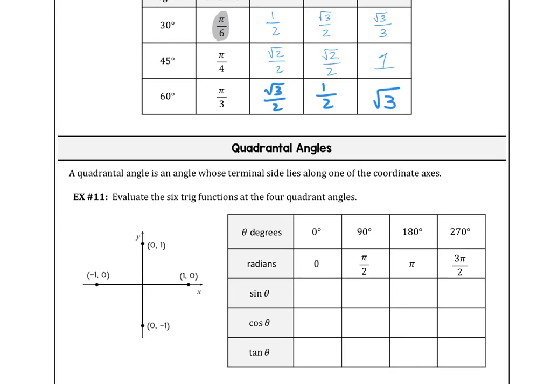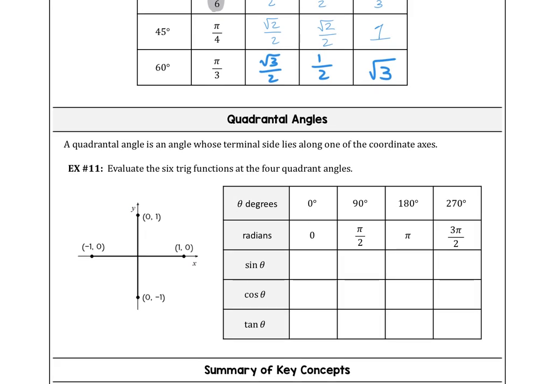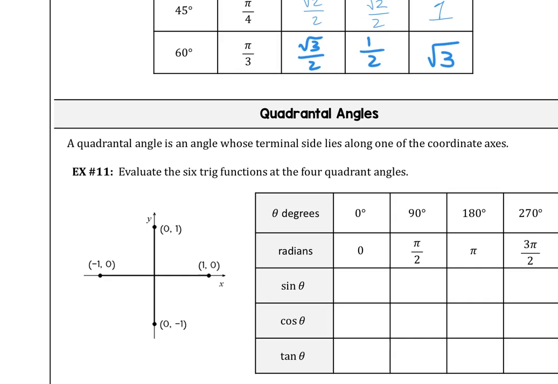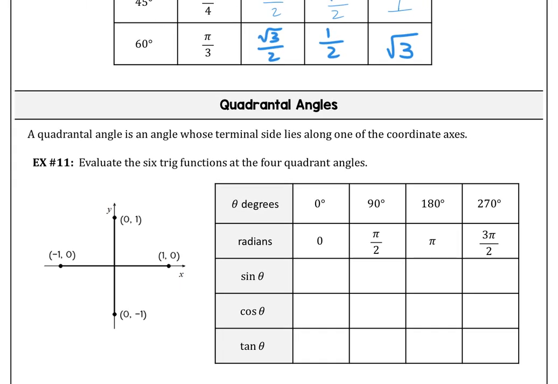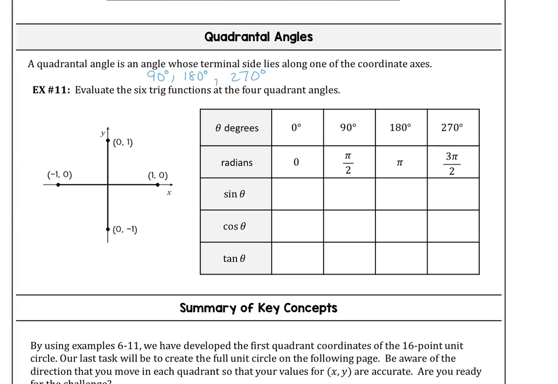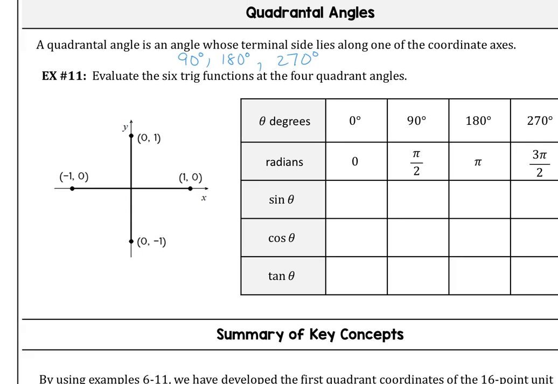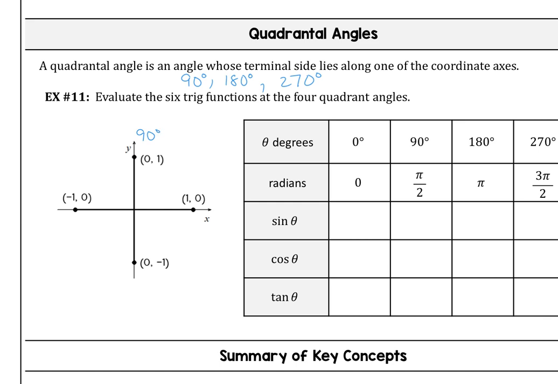Okay, so now let's look at our quadrantal angles. And all that is an angle whose terminal side lies along one of the coordinate axes. So really all that is 90 degrees, 180 degrees, 270. Those are your quadrantal angles because their terminal side lies on one of the axes of the coordinate plane. So what happens is this is 90 degrees, this is 180 degrees, this is 270 degrees.